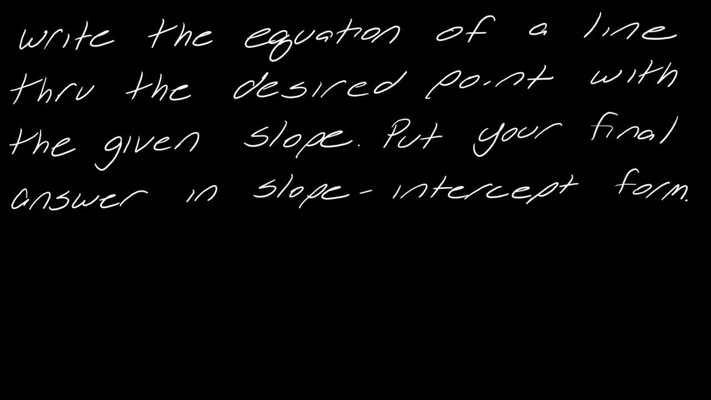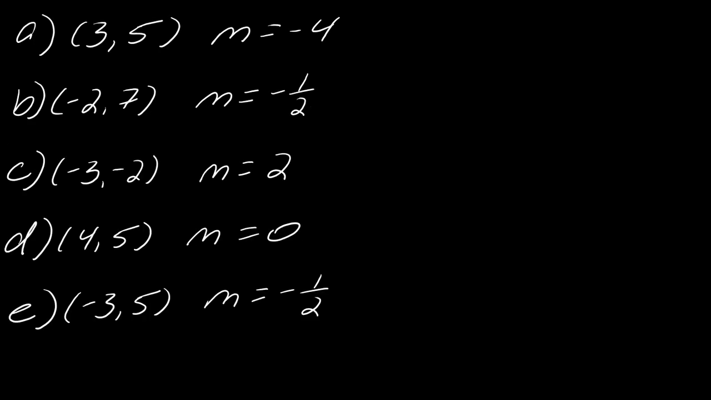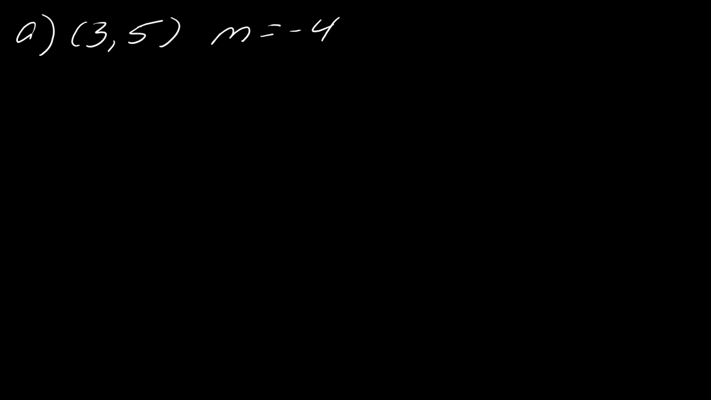So we're going to write the equation of a line through the desired point with the given slope, and our final answer needs to be in slope-intercept form. So we're going to do these 5. You can pause here if you want to try any of these out on your own, but per usual, I'm just going to plow right through these.